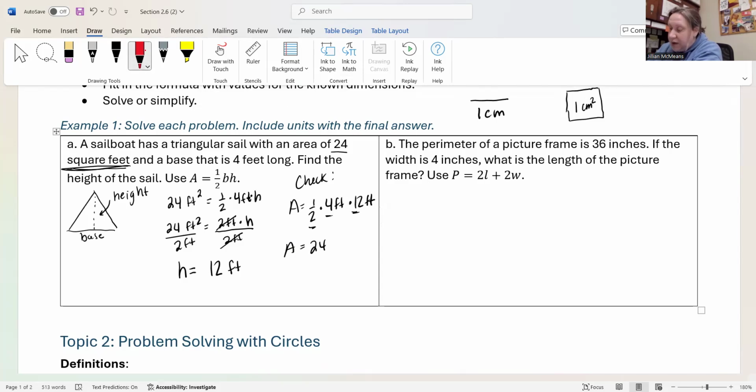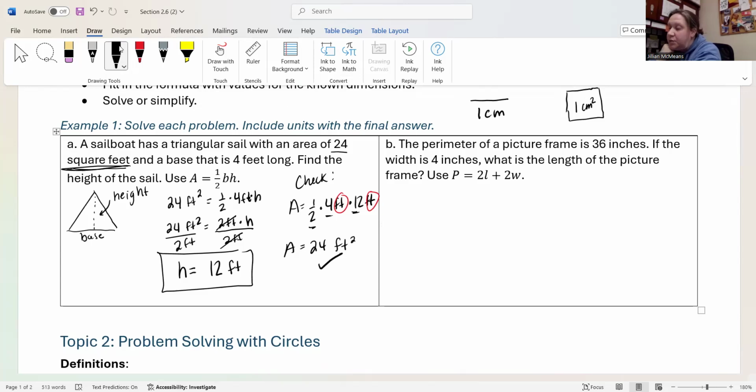And then notice here we have feet times feet. If you take something and multiply it by itself, it just becomes squared. So we do end up with 24 feet squared. So we were able to check, and we can say now with confidence the height of this triangular sail is 12 feet. So just be careful with your units and try to really understand why we use square units with area, and then in just a minute you'll be able to see the linear units with perimeter.